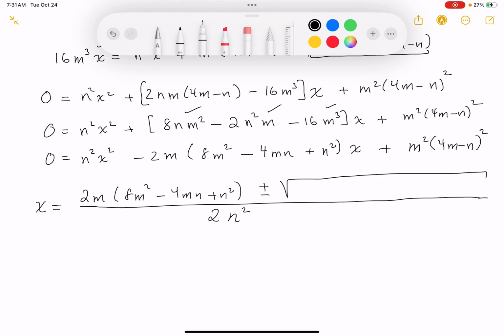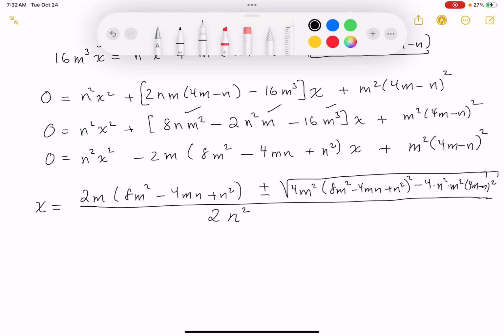here comes the tough part. It always is, by the way. Someone says, what is that? I have to square things. And that looks like it might be a problem for me. And what am I squaring first? The coefficient on the linear term. So I'm going to say 4m squared, and then 8m squared minus 4mn plus n squared, squared, minus 4 times the coefficient on the square term, which is n squared, times c, which is m squared, 4m minus n quantity squared.